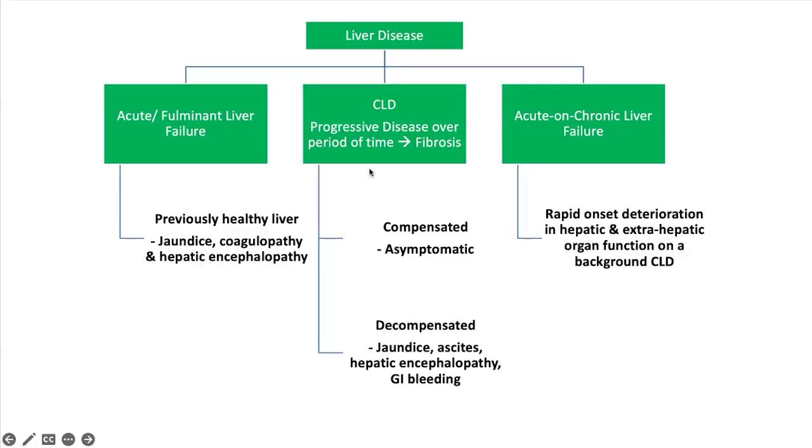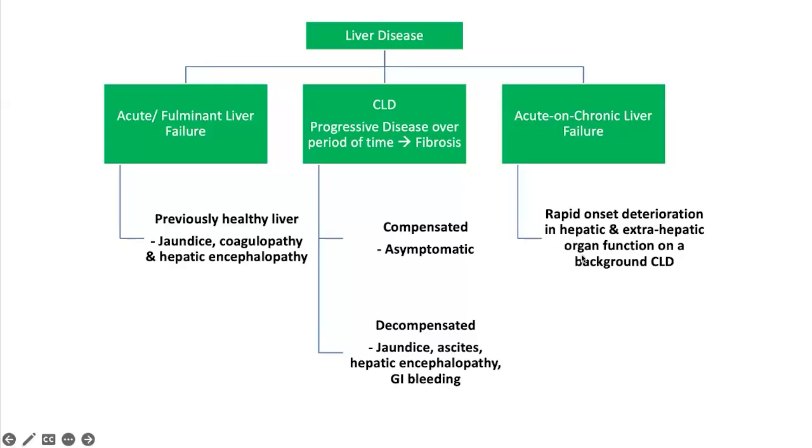And then you have chronic liver disease. That is, there's progressive disease over a period of time, progressive injury to the liver. And then it results in liver regeneration, nodular regeneration, and fibrosis. We call it cirrhosis. So if you see a cirrhotic liver macroscopically, you can see these macronodules and micronodules. That is due to regeneration of liver cells. And this chronic liver disease can be divided into two, that is compensated and decompensated. Compensated is when the patient is asymptomatic. Although there's a chronic liver cell disease, the patient is asymptomatic. But in the decompensated stage, the patient is symptomatic. So the classical symptoms are jaundice, ascites, hepatic encephalopathy, and GI bleeding, right?